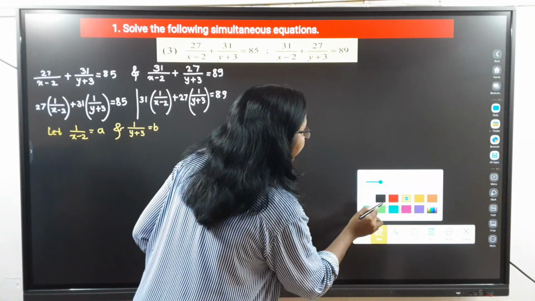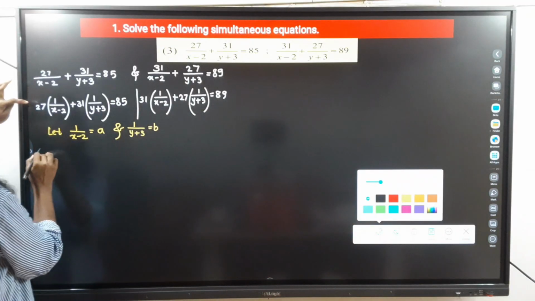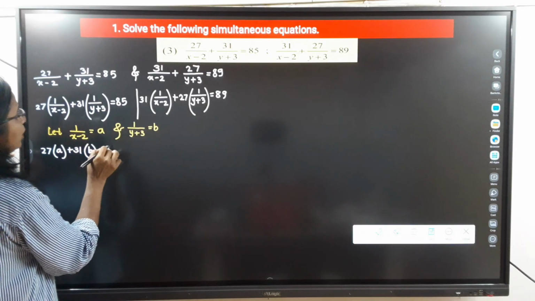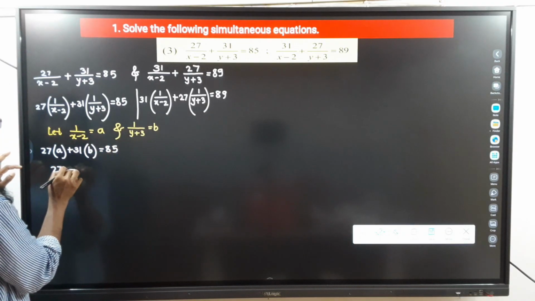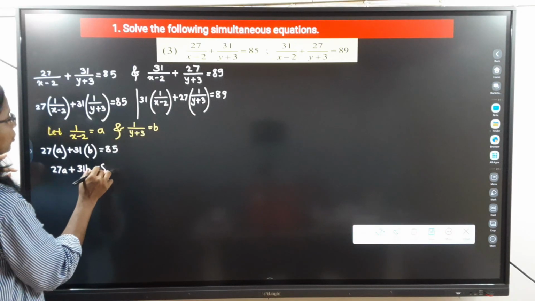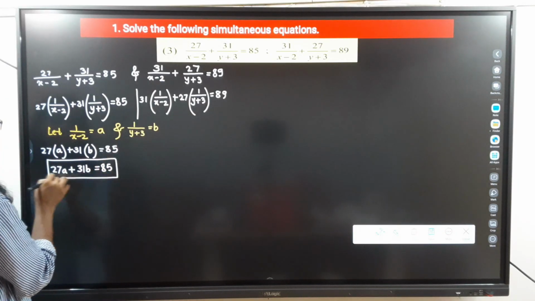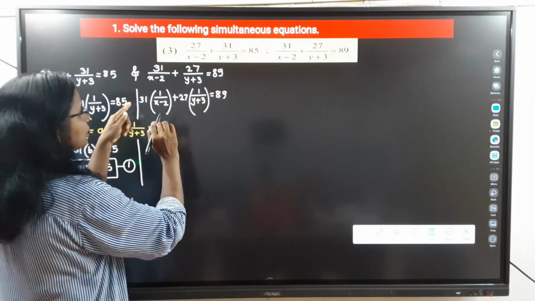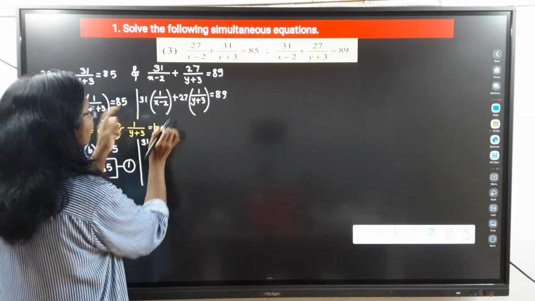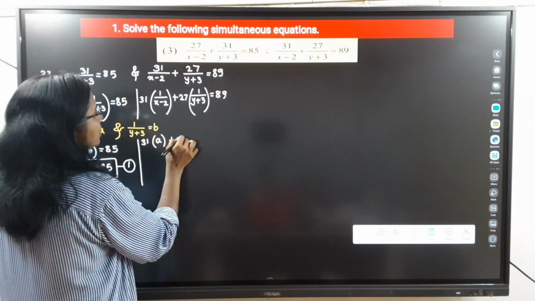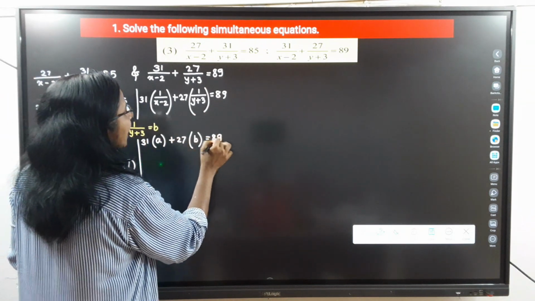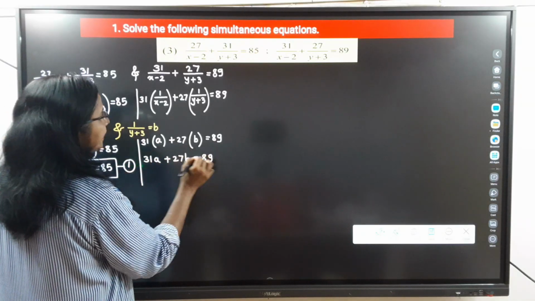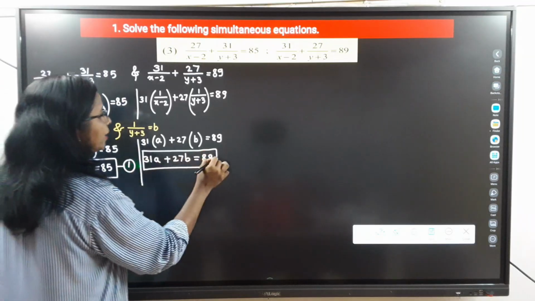So then the next equation will be 27 multiplied by a plus 31 multiplied by b is equal to 85. That means 27a plus 31b is equal to 85. So I call this equation the first equation. Then next, we simplify the second equation. So 31 multiplied by a plus 27 multiplied by b is equal to 89. Therefore 31a plus 27b is equal to 89. So I call this the second equation.